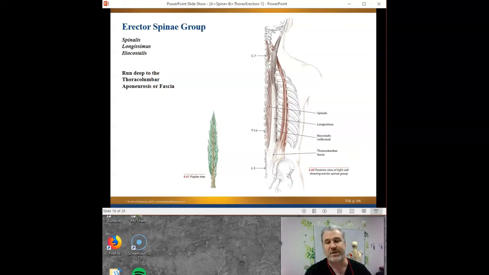So Miss Bolotic, I haven't told you yet, but what do you guess is the longest muscle of the spinal erector group? The longest. Brilliant! Yes, the longissimus is named longissimus because it is the longest muscle of the spinal erector group. It is more lateral than the spinalis, but it is not the most lateral.